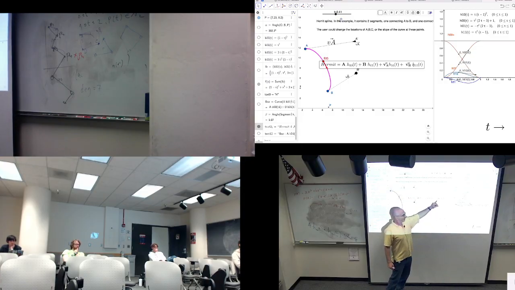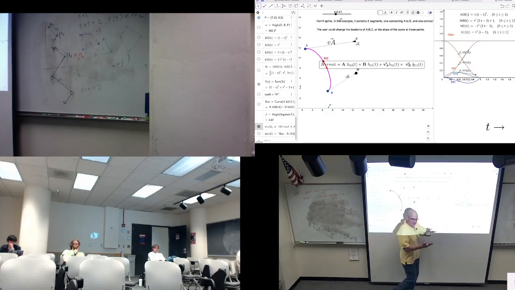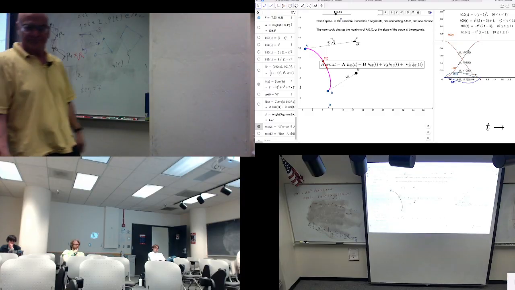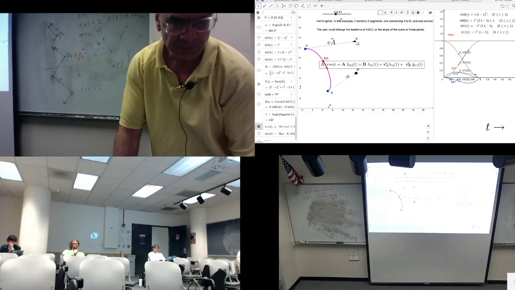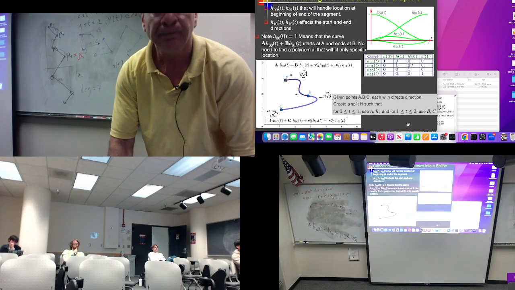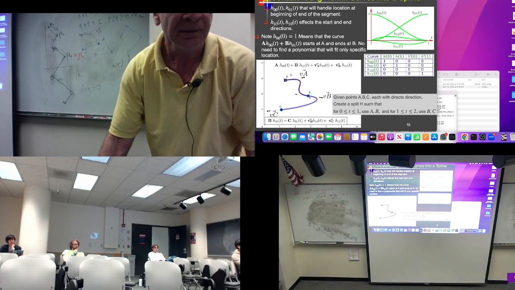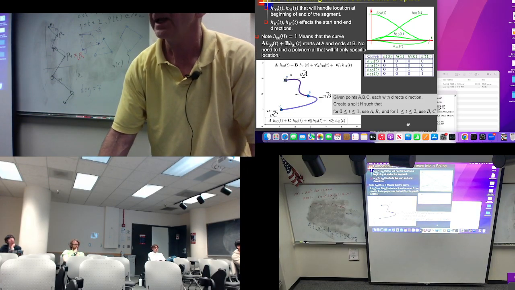So what do I know about the summation? It started at A, it ended at B, the orientation where it starts is V of A, the orientation when I end is V of B. Very elegant to just put them together. And now I can easily create a spline from it.